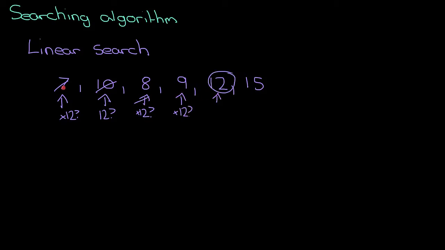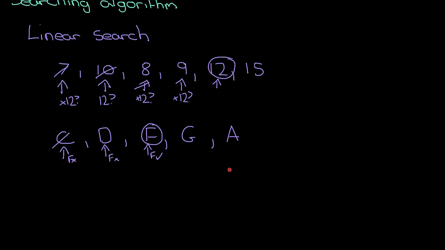This works on letters as well as numbers, or anything really that you can put into any sort of order. So if I'm looking for the letter F here, then I go through exactly the same process. Ask the question, is this F? No. So I go to the next one and so on and so on. And that's fairly straightforward. That's one of the easiest searching algorithms that we have.